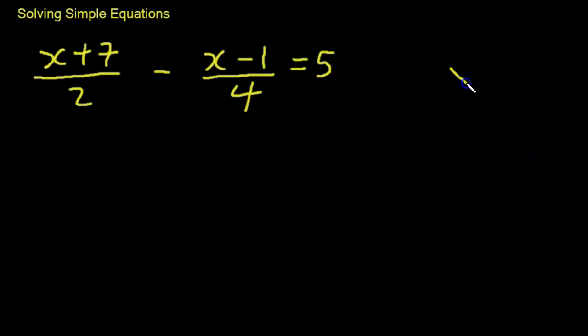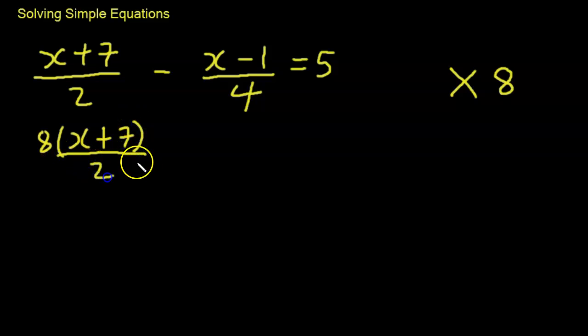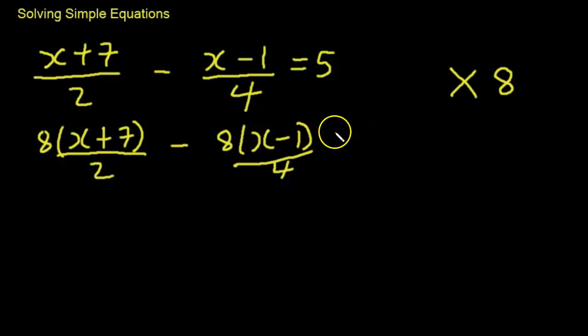What's the LCM for 2 and 4? 8. So we times both sides by 8, each term. So 8 times x plus 7 over 2. Always feel free to pause the video and attempt these questions. 8 times x minus 1 over 4. And the brackets, they are important.